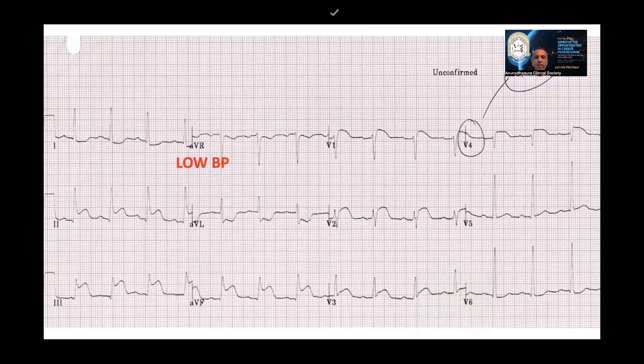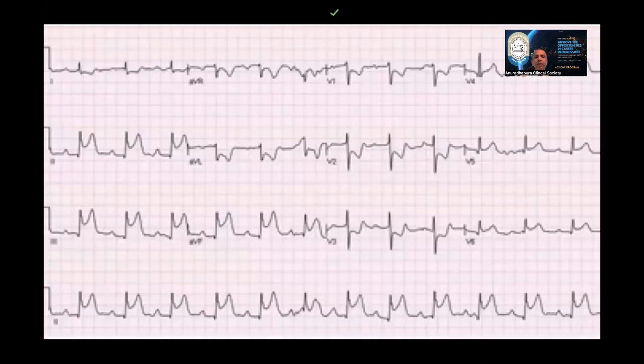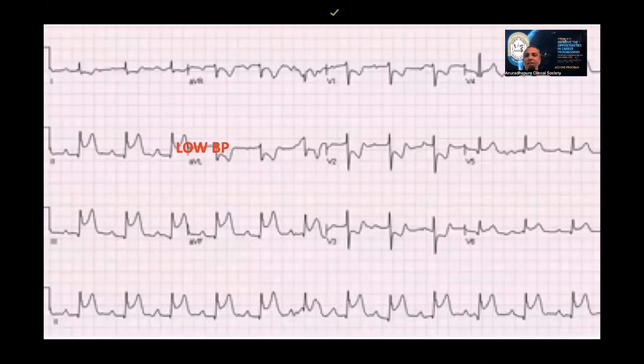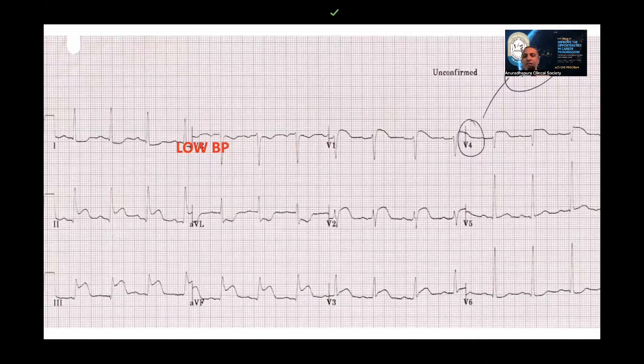Sorry, this is a V4R. So this patient, sorry, I missed up. Actually, I can't see there. Side is covered. So then that is a V4R. Oh, so I'm sorry. This is an inferior MI. That is a V4R, I think.